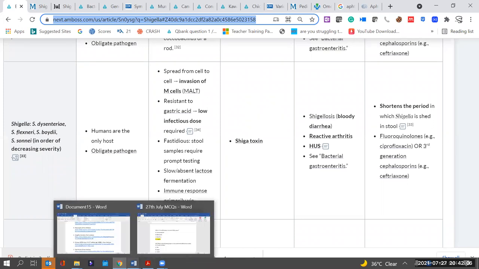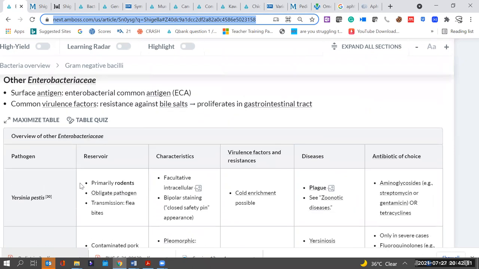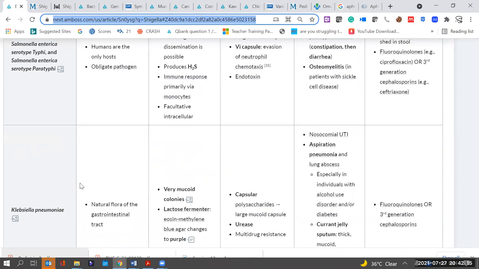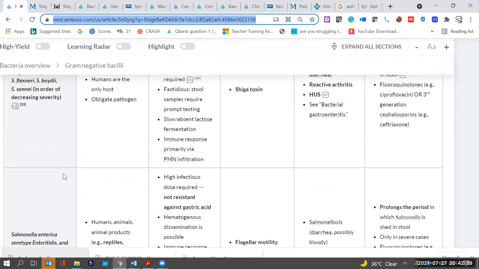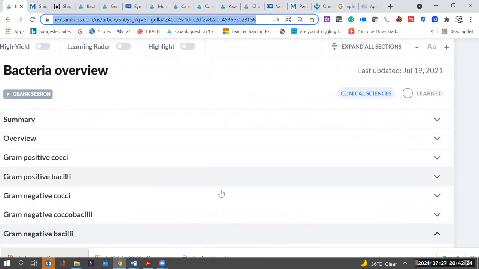I always find these diarrhea-causing organisms very difficult. It will take some time. Just repeat again and again. That's the only thing we can do. It's good in AMBOSS. All the diarrhea-causing agents are mentioned in one go, so you can go over this one. It's going to be very helpful.